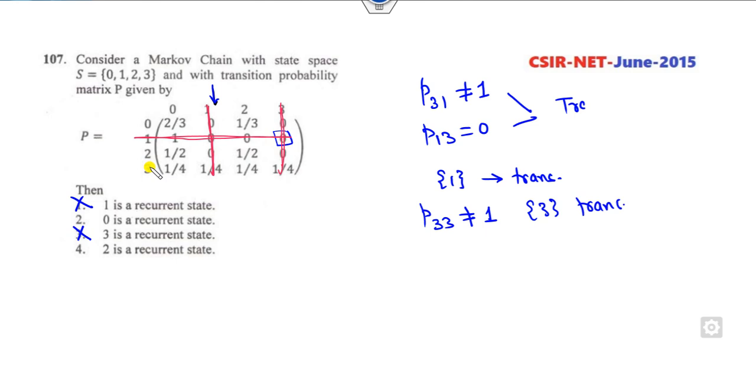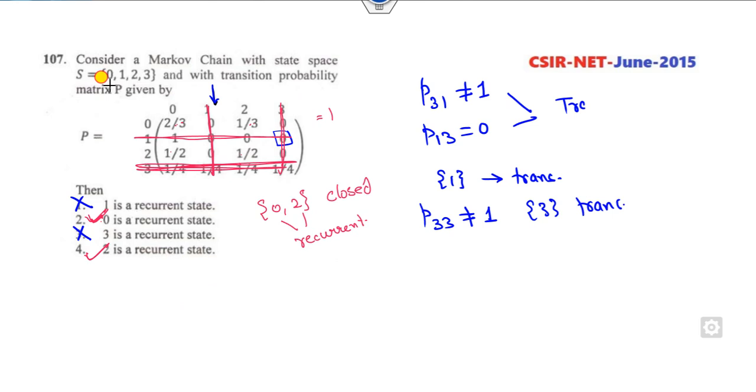3 and 1. Fine. Now you can see the remaining of 1 is a double Markov chain. Once it is a double Markov chain, what is the meaning of that? The stationary probability will be. It is not a double Markov chain. The column sum is not 1. Anyhow, the remaining of 1 is closed. Why is it closed? Because you can see 2 by 3, 1 by 3 is 1, and 1 by 2, 1 by 2 is 1. So once it is a class, it means these are my recurrent classes. So this is my recurrent, and second, 0 and 2 are also my recurrent. So the second and fourth are my correct options.